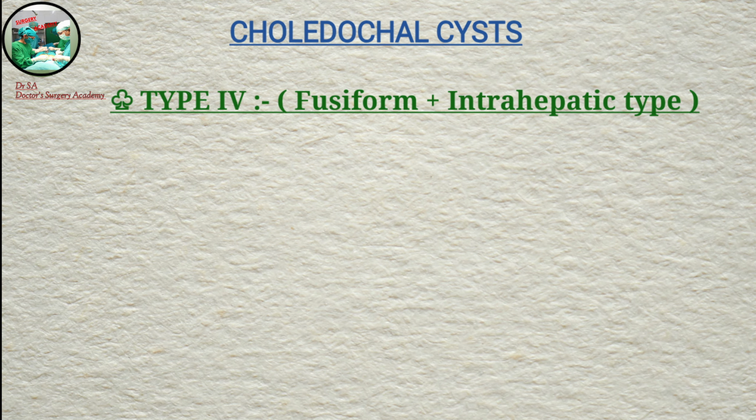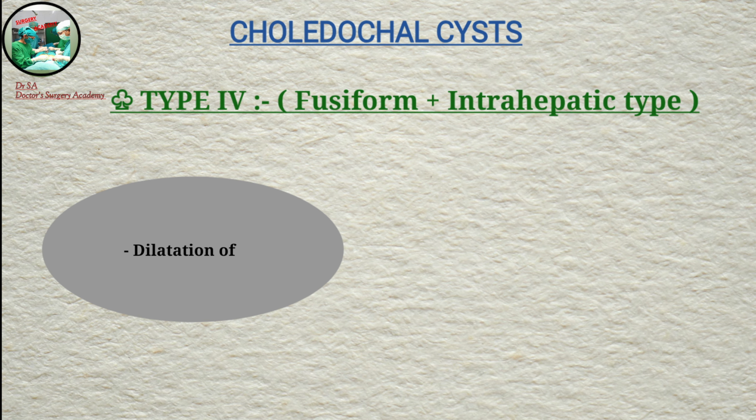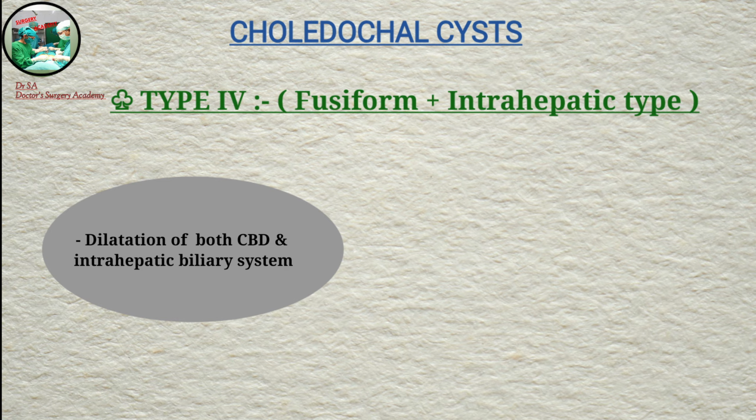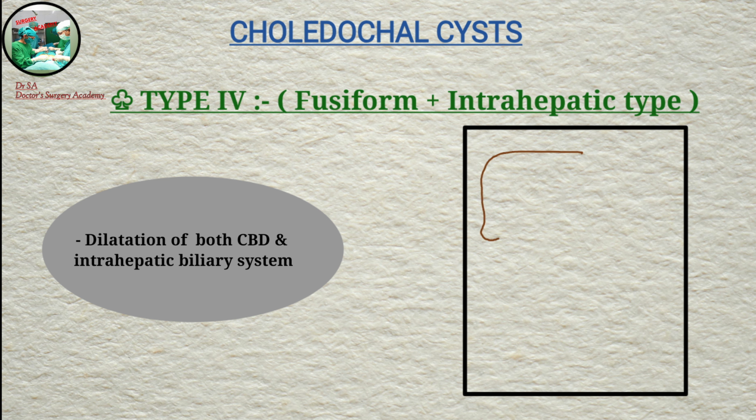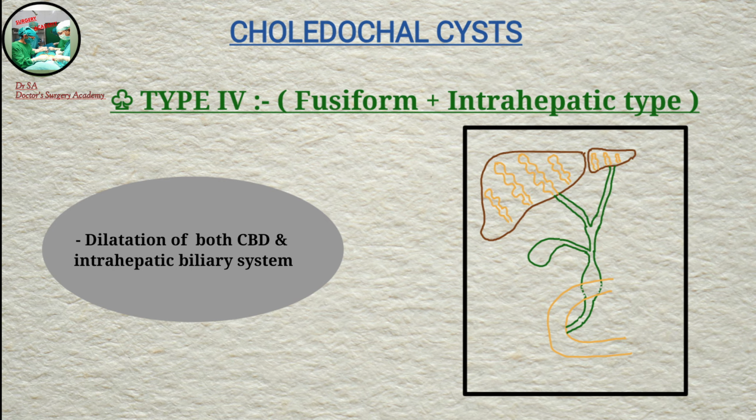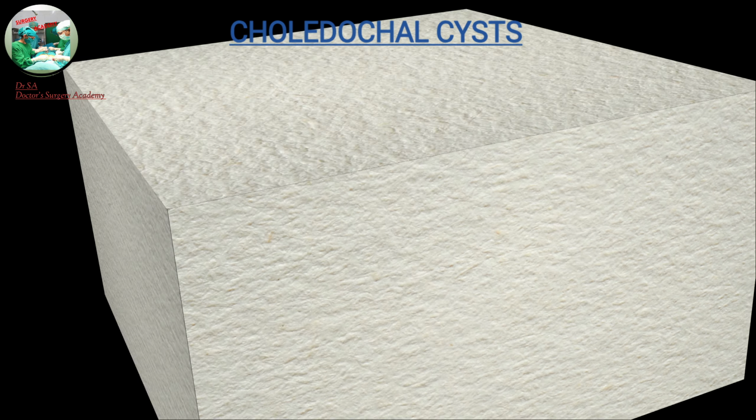Now comes type 4, where the disease extends beyond the common bile duct. Here, both the extrahepatic and intrahepatic biliary systems are dilated. Focus on the diagram for a moment. You can see the fusiform dilatation of the CBD along with the dilated intrahepatic bile duct. So, unlike the earlier types, type 4 involves both the extrahepatic and intrahepatic biliary tree.